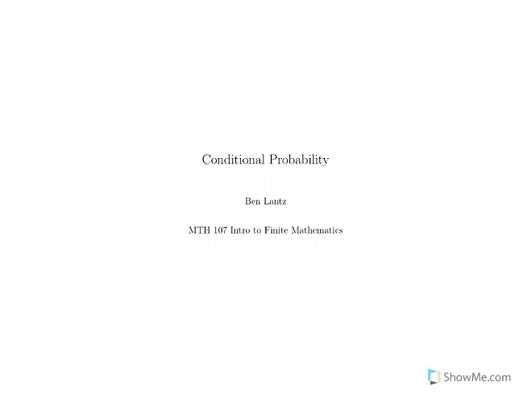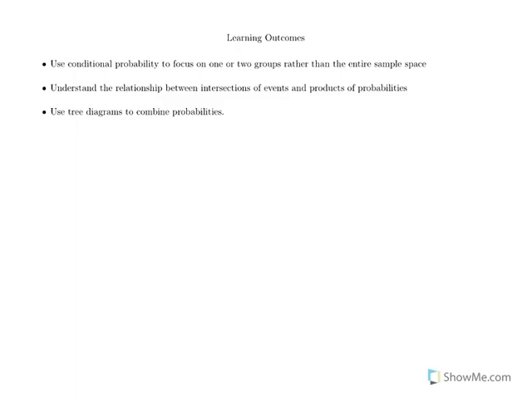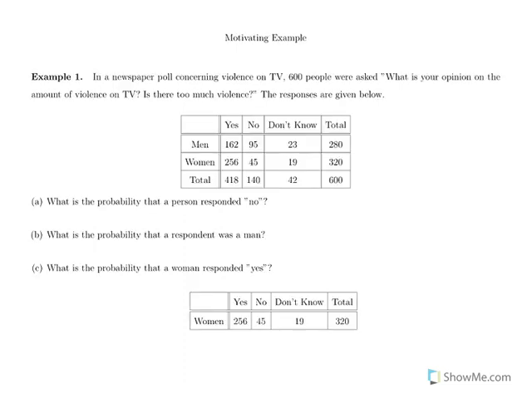In this video, we're going to look at something called conditional probability. These are going to be some more complex probability problems, but with the same basis as we've done before. So we're going to use this thing called conditional probability to focus on one or two groups rather than the entire sample space. We're going to understand the relationship between intersections of events and products of probabilities with something called the product rule. And we're going to use tree diagrams to combine probabilities.